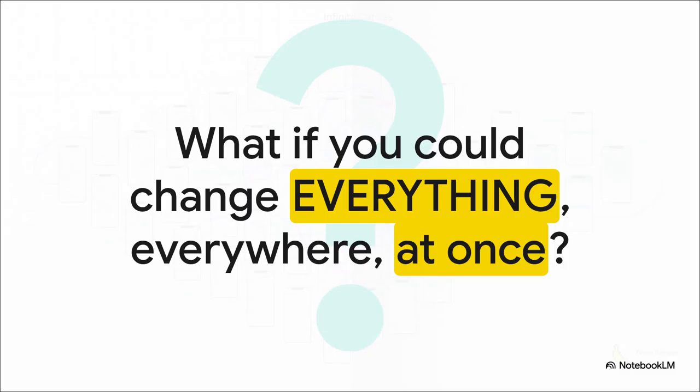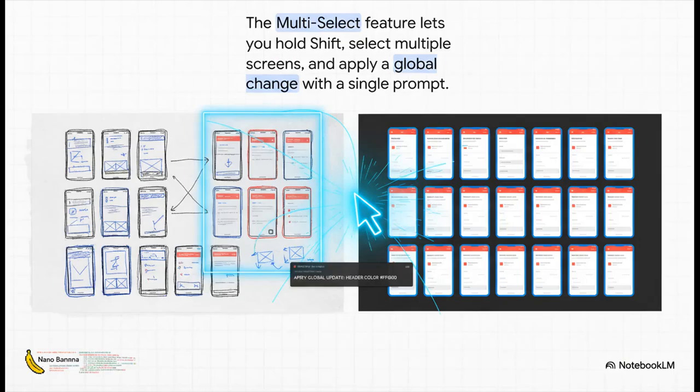Okay, so seeing everything at once is powerful, but it brings up the one question that has haunted every single designer working on a big project. What if I could change everything, everywhere, all at once? Well, say hello to the Infinity Gauntlet. That's not my name for it, that's what the sources are calling the new multi-select feature, and it fits. You just hold down the Shift key, you click to select every screen you want to change, and you apply a global update with one prompt.